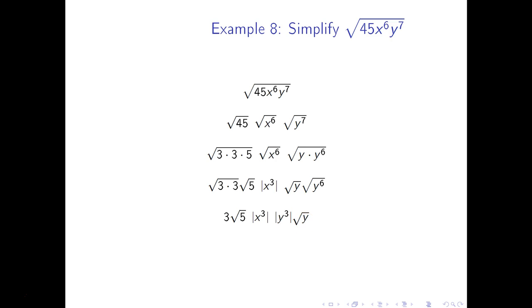Now, the best approach at this point in time is you say, okay, what's outside of the square roots? I have a 3, an absolute value of x cubed, and an absolute value of y cubed. So I can put all of those in the front. Now notice this, the product of absolute values is still an absolute value. And then I just say, what's inside my square root? Well, it's 5 times y, because those are those things left over.